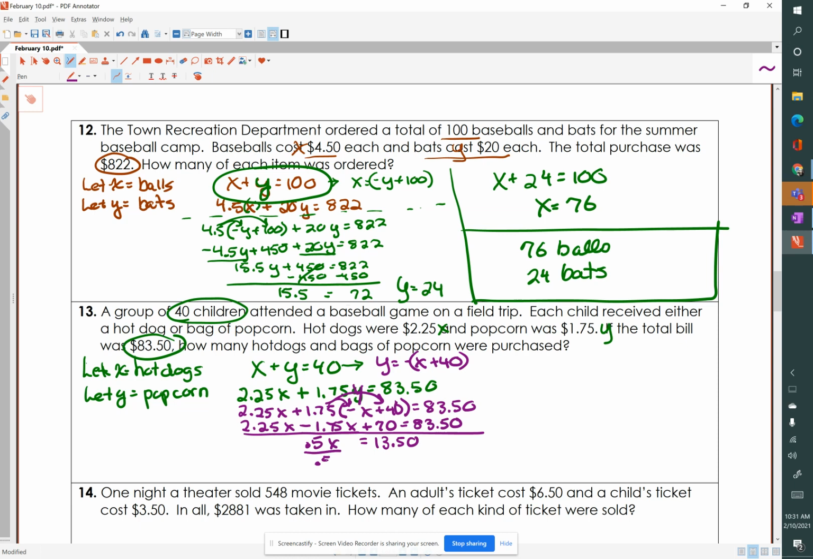Divide both sides by 0.5. Be super careful with your decimal points. And x equals 27. Now the easy part, we're going to substitute 27 for x in the first problem. 27 plus y equals 40.